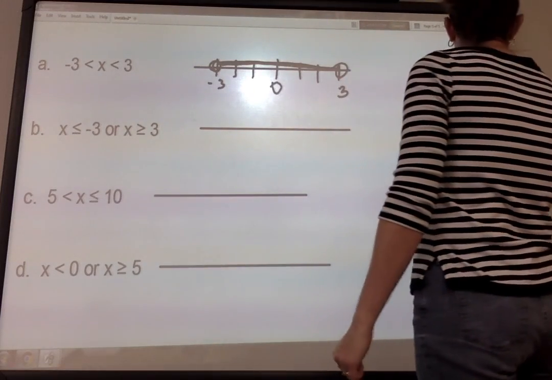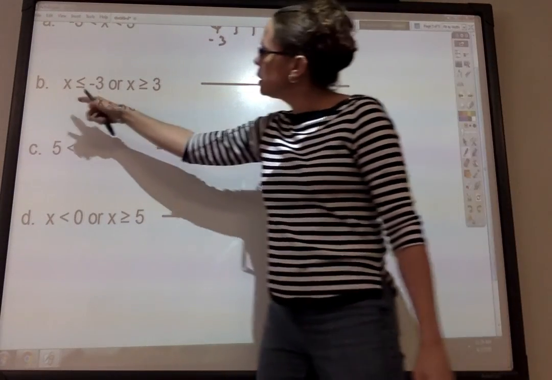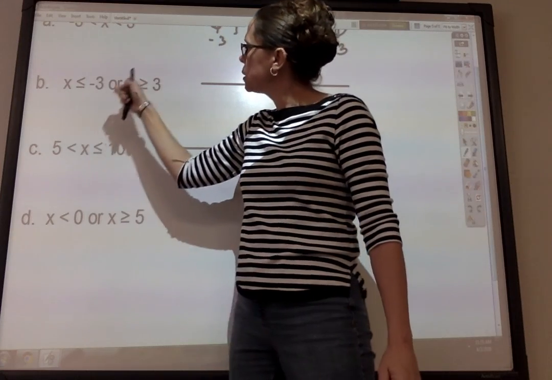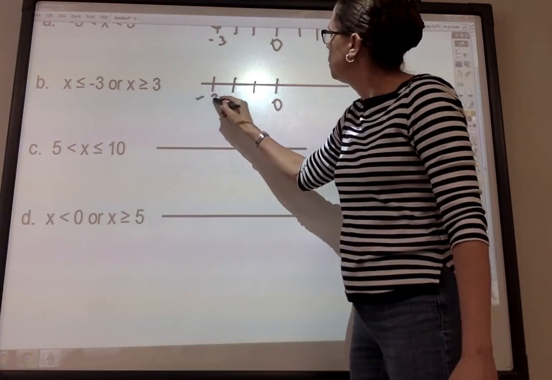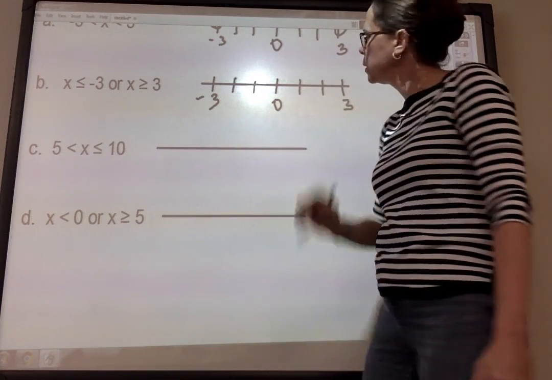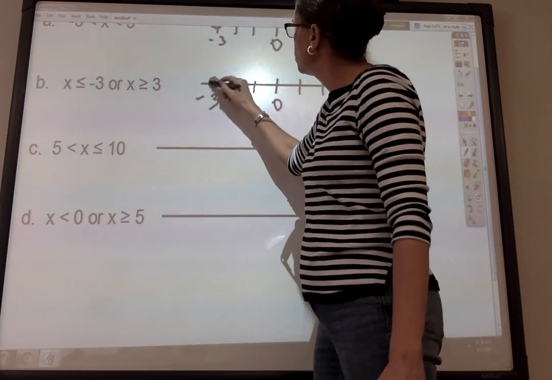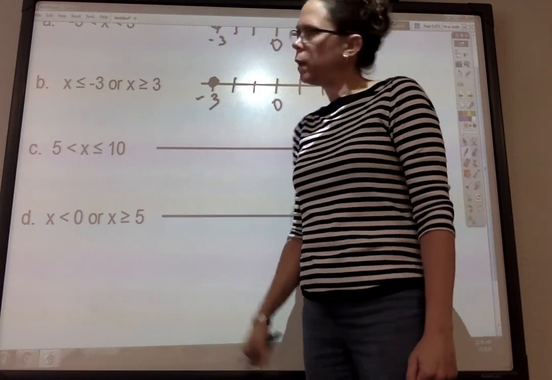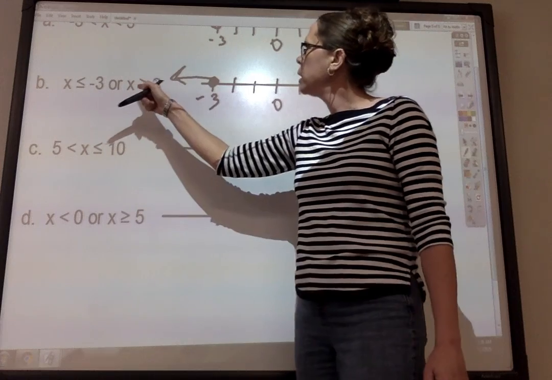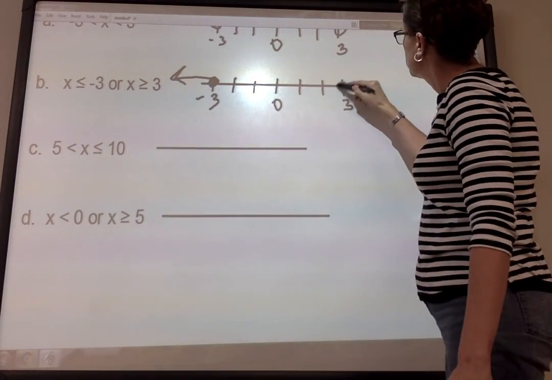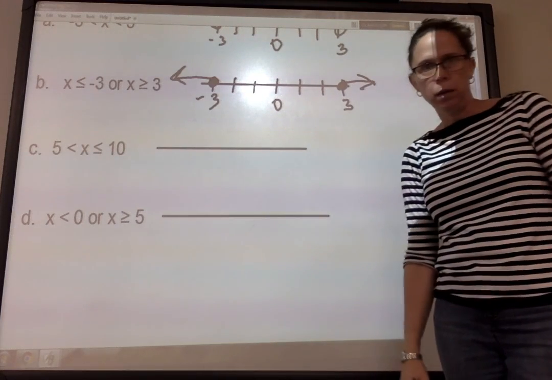Okay? B. X is less than or equal to negative 3, or x is greater than or equal to 3. Here's 0, negative 1, negative 2, negative 3. 1, 2, 3. Okay. X is less than or equal to negative 3. So I need a closed circle on negative 3. And which direction has values less than negative 3? That way. Okay? Or x is greater than or equal to 3. Closed circle on 3, arrow this way for values greater than 3.